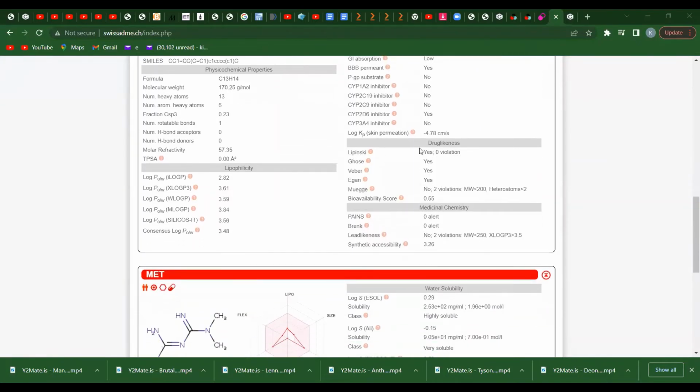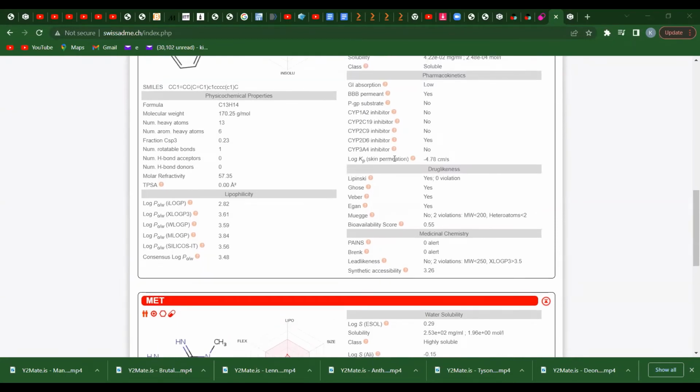So now, the next one is talking about drug likeness. This is the Lipinski. The last one is log Kp, which talks about skin permeability. Is it able to permeate the skin? It also gives you that information. Now, this is the Lipinski rule. Like I said, the Lipinski rule is a rule of five. You understand? The drug must be able to pass 4 out of 5 of the rules. And if you look at our drug, it says yes, no violation. That means out of the 5 rules of Lipinski, our drug satisfies everything. There is no violation.